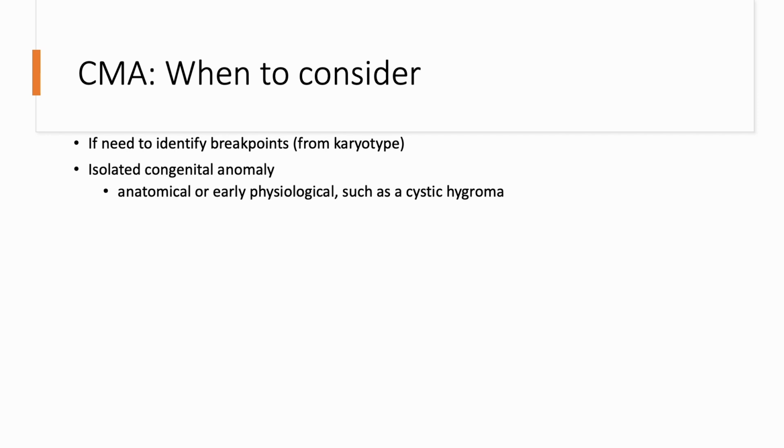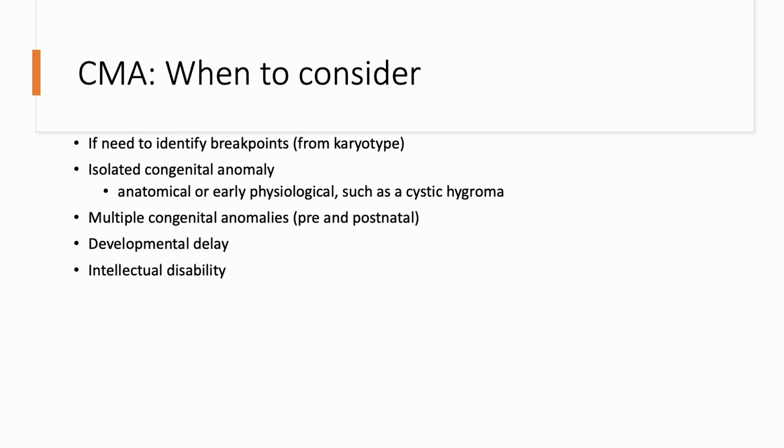CMA is also valuable for assessing isolated congenital anomalies. This includes conditions that are either anatomical or early physiological, such as a cystic hygroma, which may indicate underlying genetic issues. In cases of multiple congenital anomalies, whether observed before or after birth, CMA can offer critical insights into potential genetic causes. For individuals presenting with developmental delays or intellectual disabilities, CMA can help uncover any chromosomal abnormalities that may be contributing to these challenges.